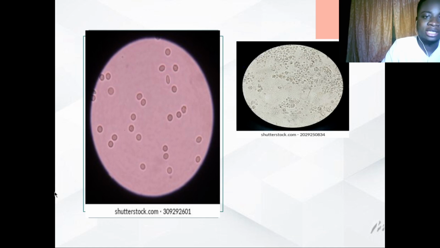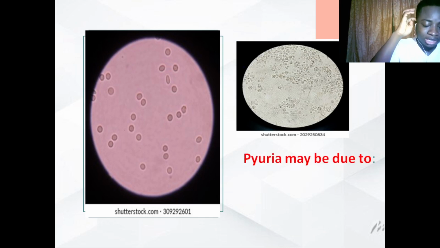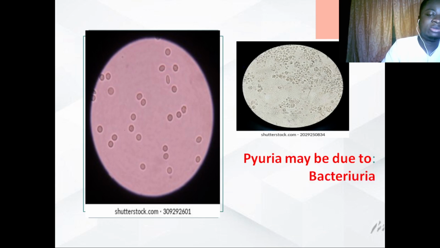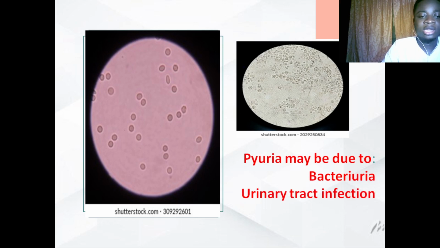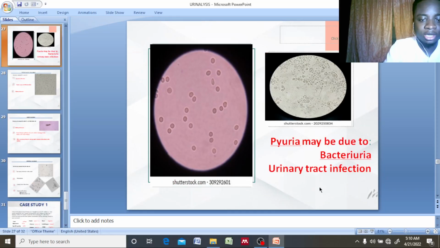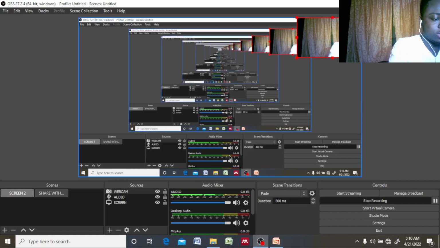This is what is called pus cells. You see how they look. Pus cells, very nice. When you see pus cells, we call it pyuria. Pus cells in urine microscopy may be due to bacterial infection, so bacteria in urine, and then urinary tract infection, UTI, which can be due to bacteria. So always remember that when you see a lot of pus cells, suspect bacterial infection.